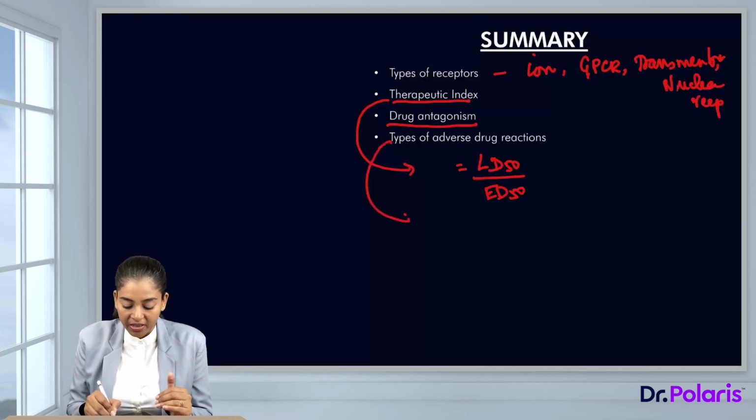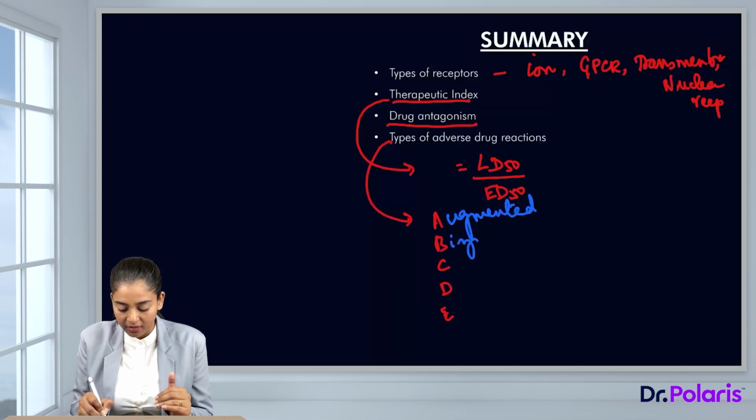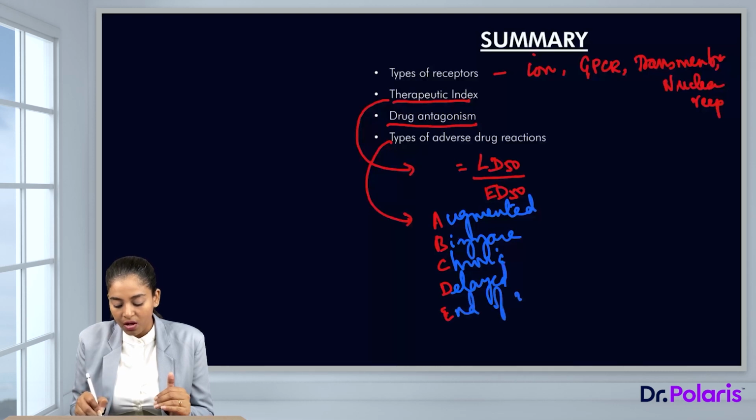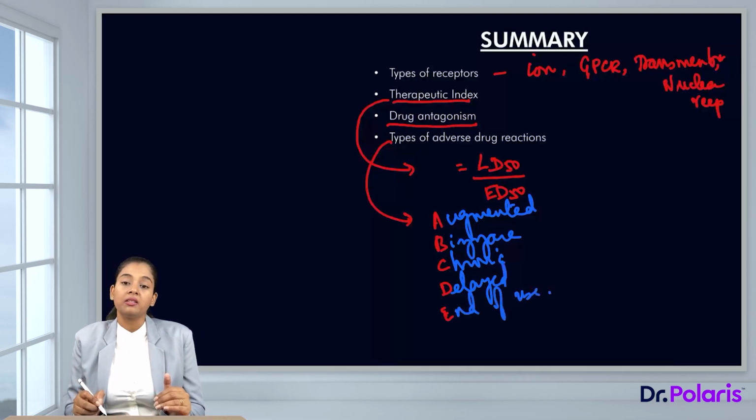Types of adverse drug reactions: we have 5 types: A, B, C, D, and E. A stands for augmented, B stands for bizarre, C stands for chronic use, D stands for delayed use, and E stands for end of use. So remember this chapter, drug antagonism and adverse drug reactions, they are very important. These are the questions that can be most commonly asked in exams.